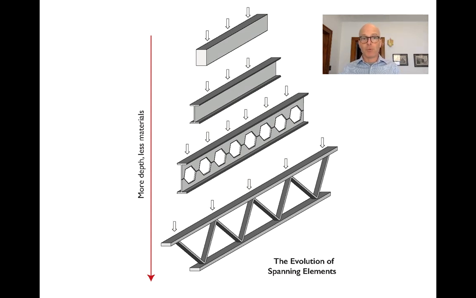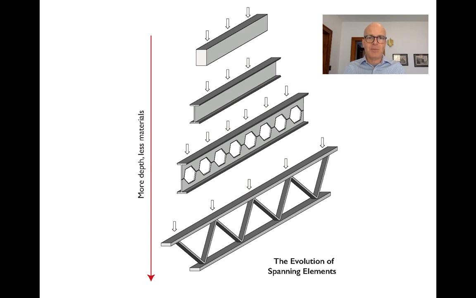We can first roll it into a W shape so that we get some really distinctive flanges on the top and bottom, concentrating the steel's area where we know it's going to do the most work to resist tension and compression and bending. We can take that beam and we can castellate it.